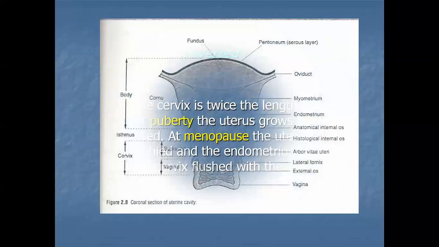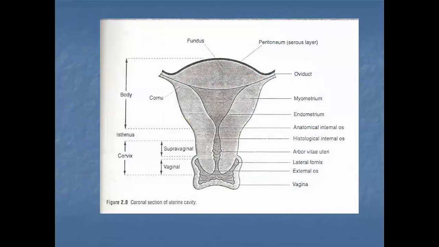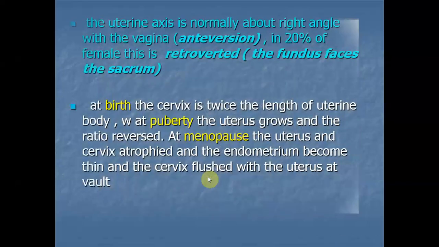Again, this is the picture which shows you the parts of the cervix, which is the supravaginal part and the vaginal part. This is the endocervical canal or internal cervix, and it's lined by columnar epithelium, while the external cervix is exposed to the vaginal part, and so it's covered by stratified squamous epithelium.